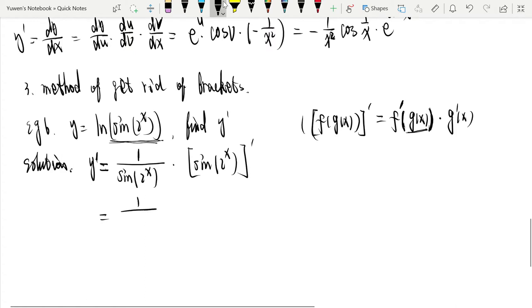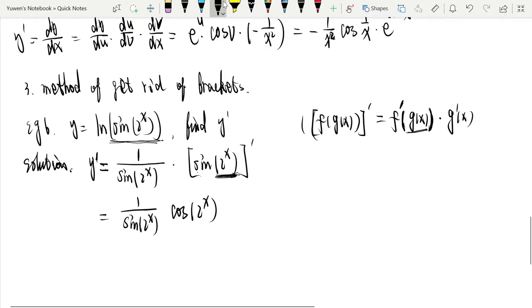Okay, we write this. Now there's another bracket. This bracket as a whole, or this bracket as a variable. So that is a sine of something. So the derivative of sine is cosine, and the bracket as a whole, 2^x, stays inside the cosine.